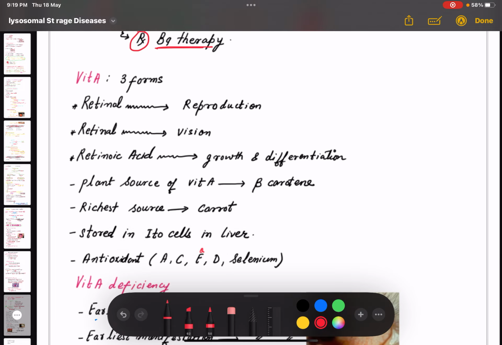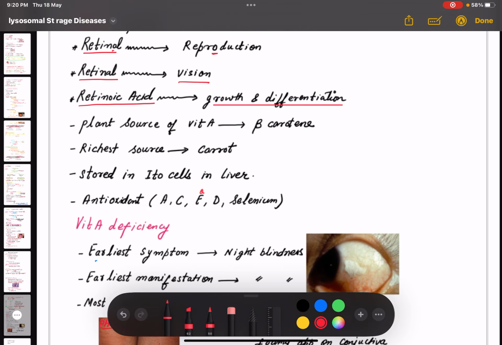Now let's talk about vitamin A. Vitamin A has three forms: retinol, retinal and retinoic acid. Retinol is important for reproduction, retinal is important for vision, and retinoic acid is important for growth and differentiation. The plant source of vitamin A is known as beta carotene. And what is the richest source of vitamin A? That is carrot. And this vitamin A is stored in the Ito cells of the liver. And it is one of the antioxidants.